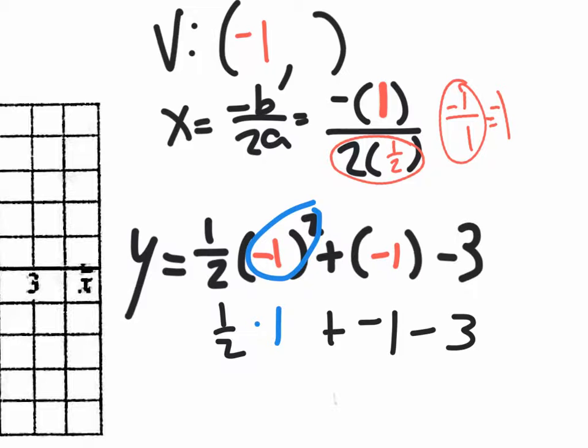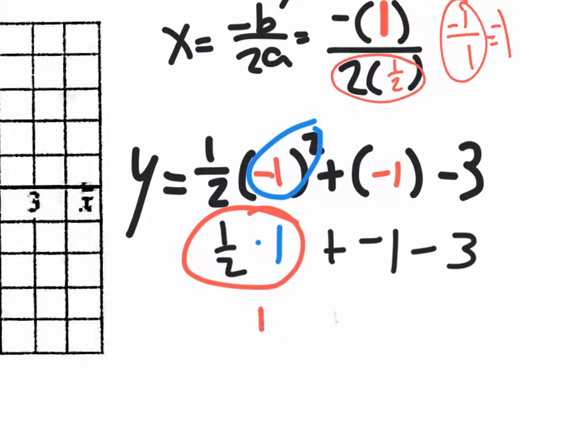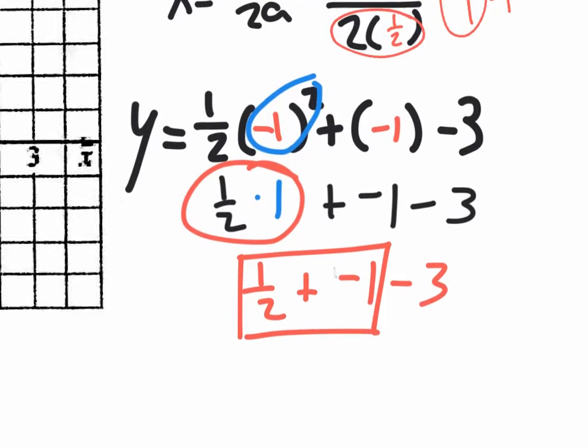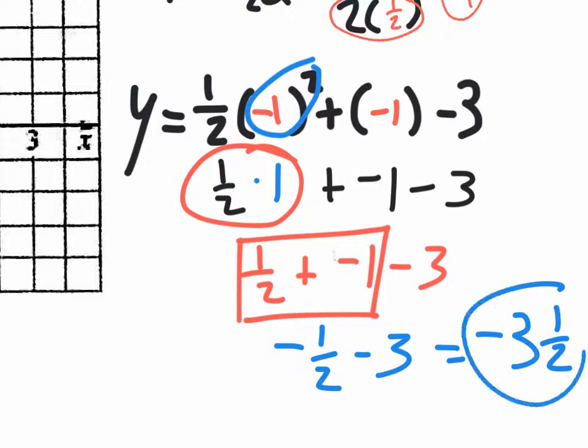So what is 1/2 times 1? That's just 1/2. And then you have plus negative 1 minus 3. If you go 1/2 plus negative 1, that's just going to be negative 1/2, correct? So we're going to have negative 1/2 minus 3. What's negative 1/2 minus 3? Negative 3.5.